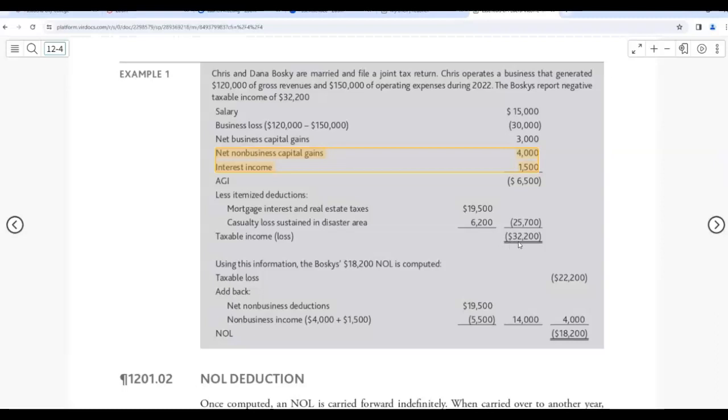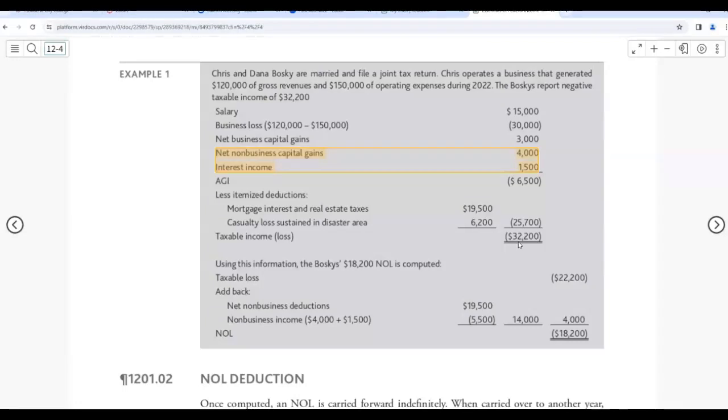Looks like 32,200, right? Okay, but we are trying to calculate net operating loss. How much can we carry forward? Okay, remember, from year 2028 and later, we need to carry forward indefinitely.